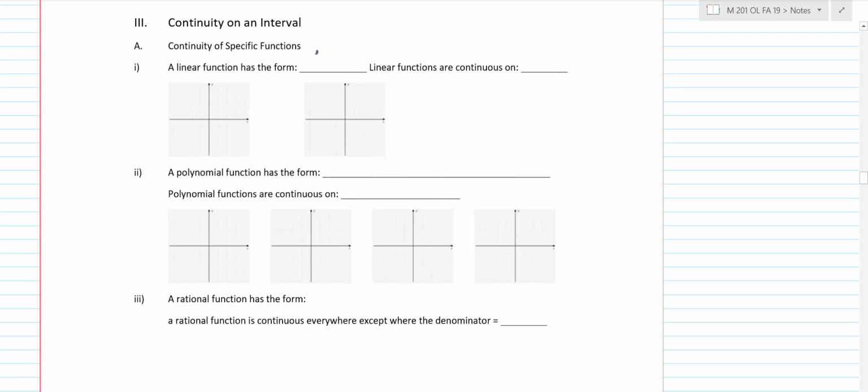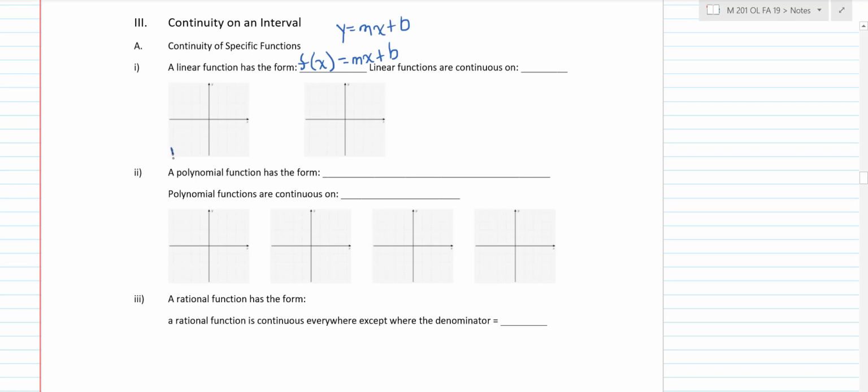What's the form of a linear function? What's the equation? y equals mx plus b. So we'll just say f of x equals mx plus b. Now, you've got to understand what a line looks like. A line looks like a line. It goes on forever in both directions.